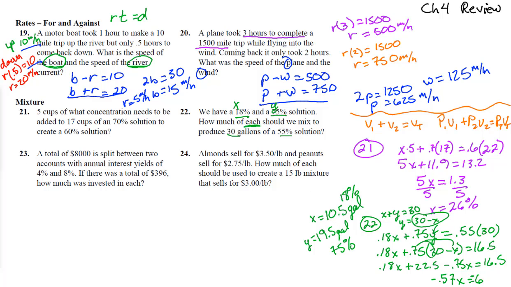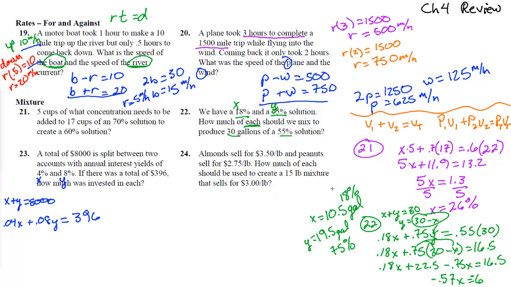All right, number 23. So here we have 8,000 split between two accounts with an annual interest yield of 4% and 8%. How much was invested in each? That means we've got two variables, an x and a y. x amount at 4%, y amount at 8%, and there was a total interest. So if we write this out, we know that x plus y has to equal $8,000. And the interest equation, 4% of x plus 8% of y has to equal the total amount of interest, 396.